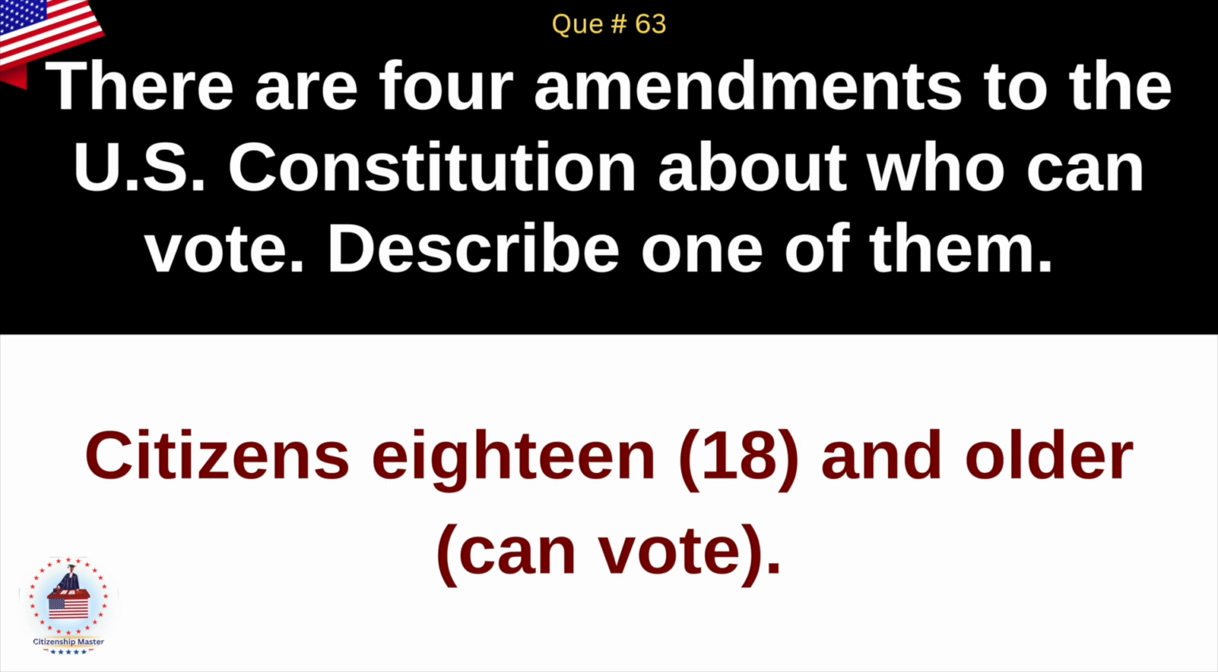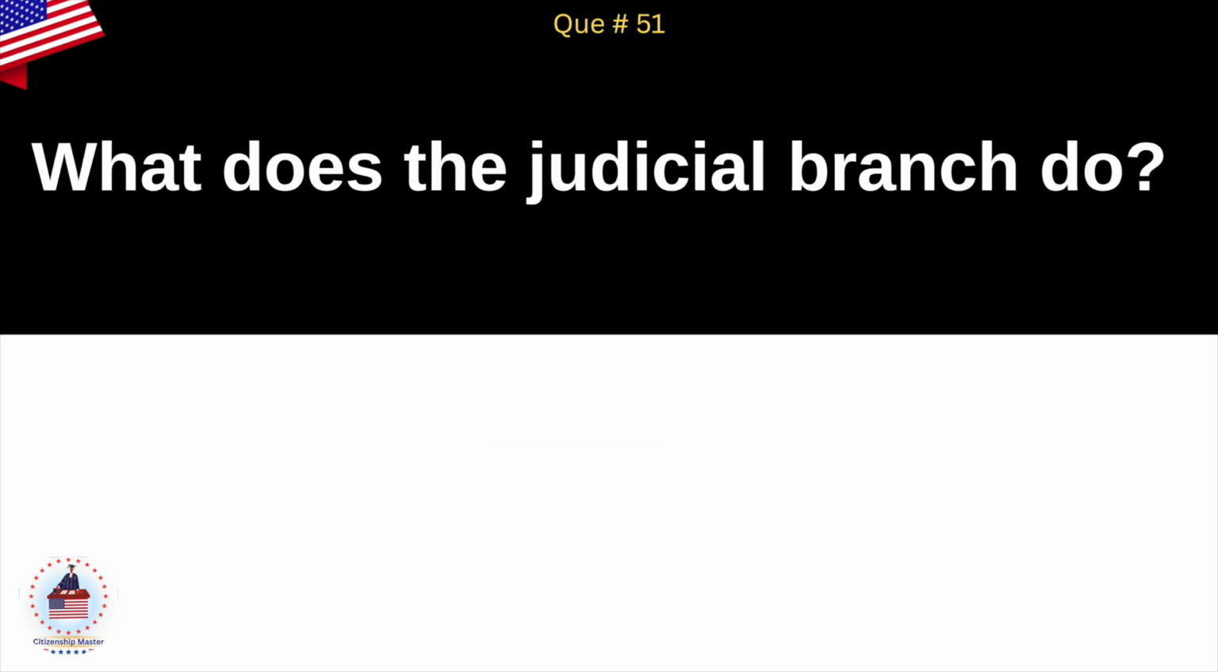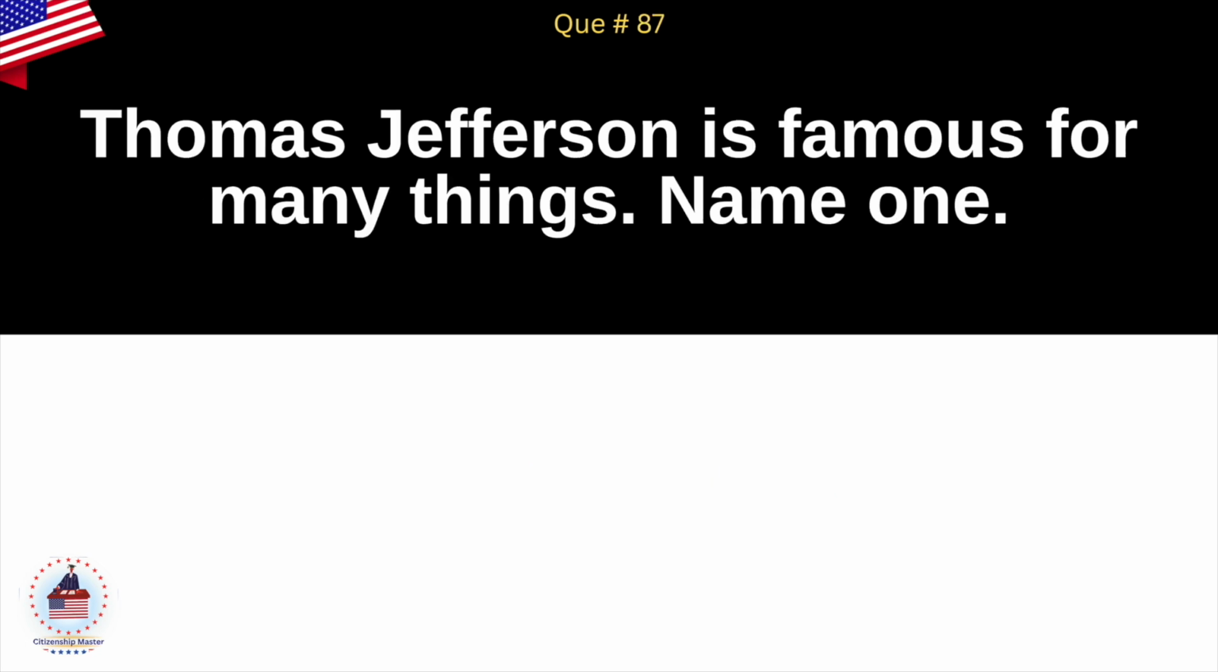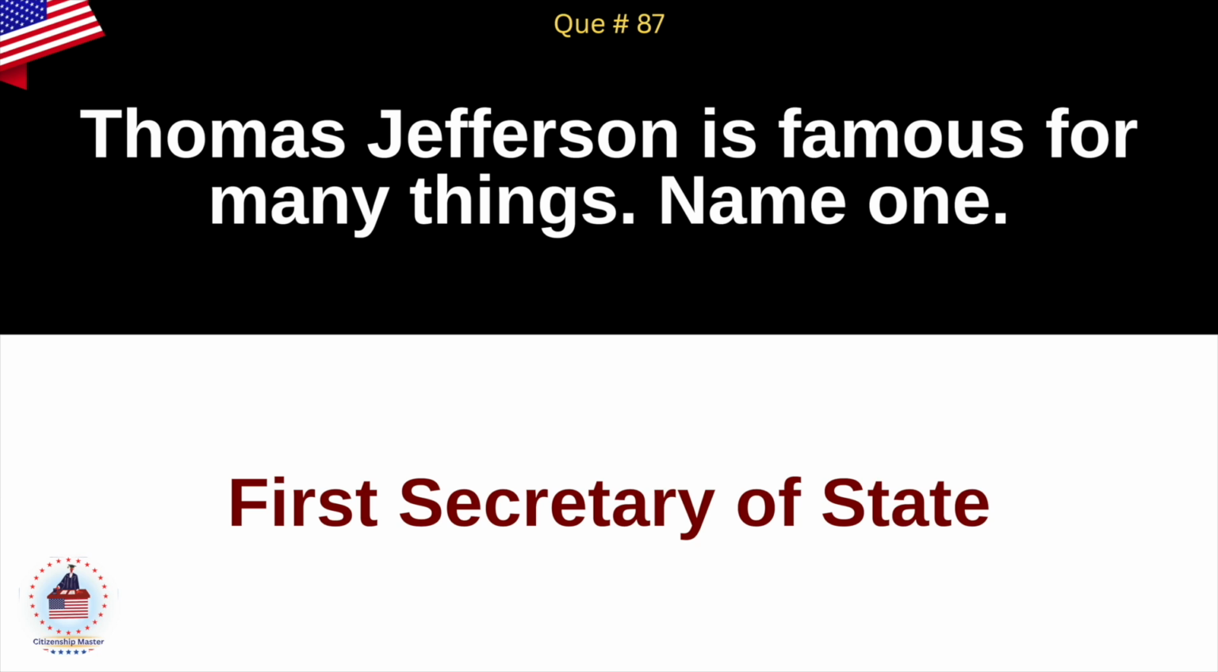Citizens 18 and older can vote. What does the judicial branch do? Reviews laws. Thomas Jefferson is famous for many things. Name one. First Secretary of State.